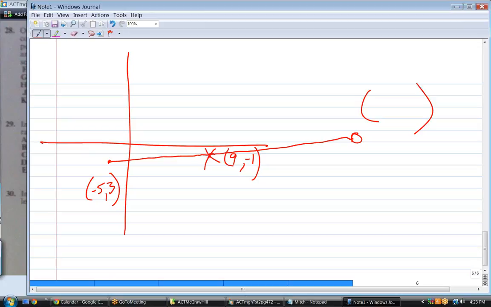14. Okay, so how much further do we have to go? 14. Okay, add 14 to 9, that gives you this coordinate. Now do the same thing with y.